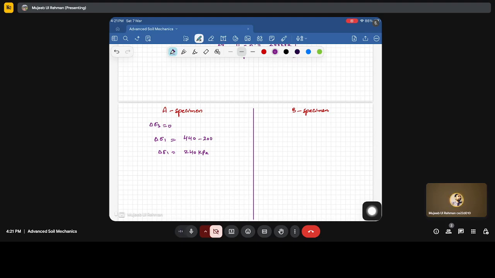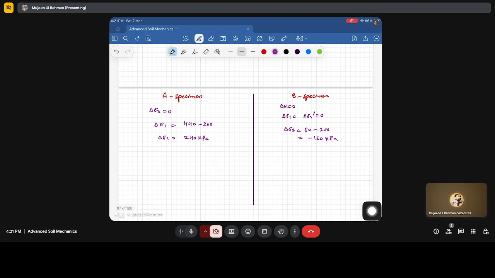That is for specimen A. Now for B, delta U is equal to 0. So delta sigma 1 is equal to delta sigma 1 dash is equal to 0. There is no change in the axial stress, but there is change in the radial stress: final is 50 and initial is 200. It's minus 150 kPa.